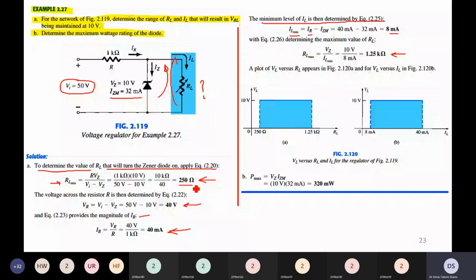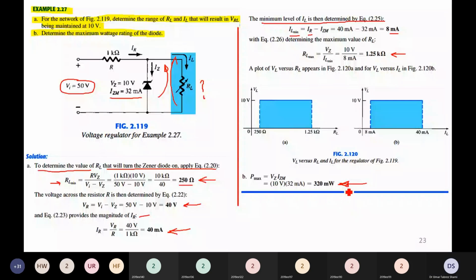And for part number B, we have to find the power dissipated. The power dissipated is 10 volt multiplied by 32 milliampere. It is equal to 320 milliwatts. This is the maximum power dissipation of the Zener diode.